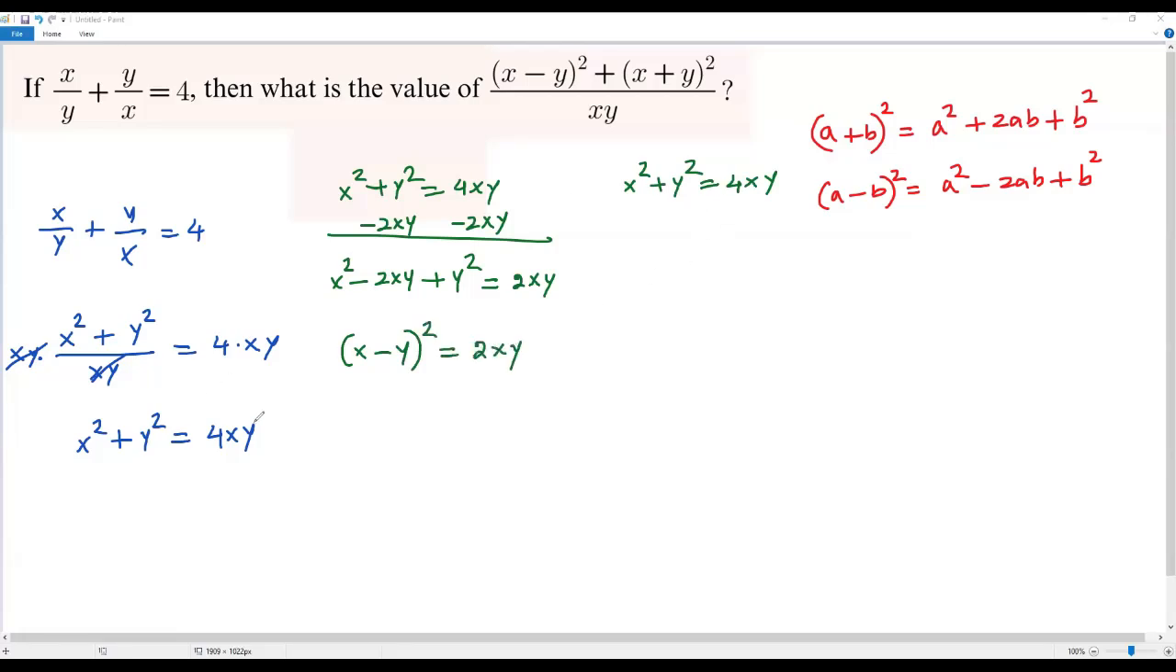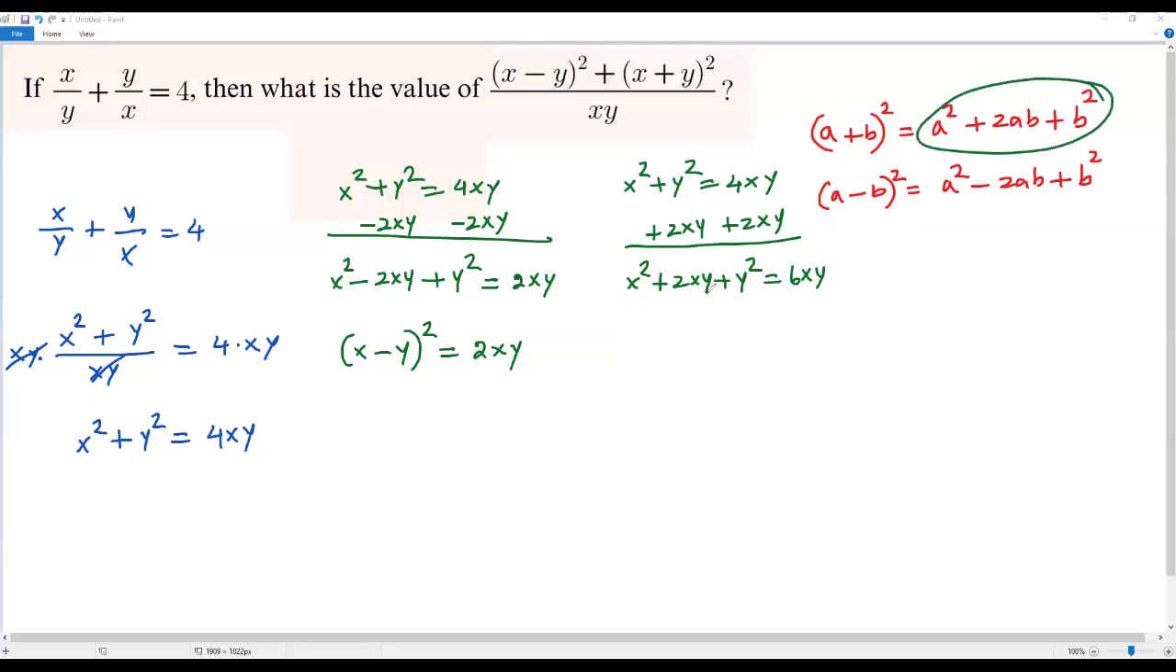Now again I consider the same equation. The second thing I'm going to do is add 2xy to both sides. When I add 2xy to both sides, I get the expression x² + 2xy + y². On the right side, when I combine 4xy + 2xy, I'm getting 6xy. Now the trinomial here is exactly in the form of a² + 2ab + b², so we have (a + b)². Here, in the place of a we have x, and in the place of b we have y. So for x² + 2xy + y² we write (x + y)² = 6xy.